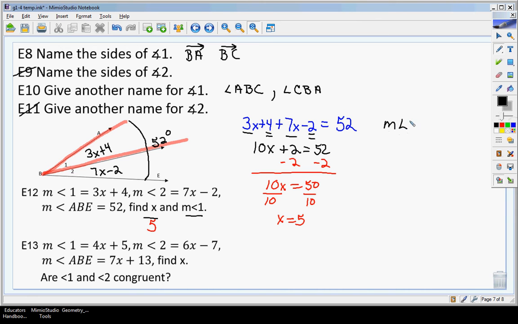What about the measure of angle 1? Well, what did they tell me about angle 1? It was 3x plus 4. What can I put back in this place? 5. 3 times 5 plus 4. 19 degrees. Yep.